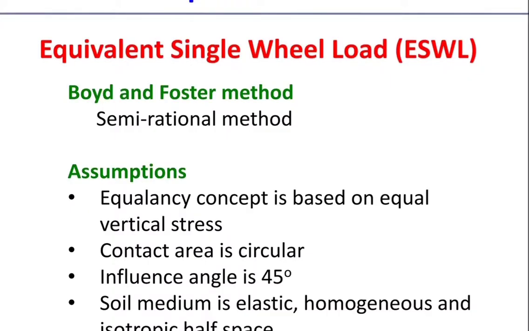In the graphical solution of equivalent single wheel load, that is a semi-rational method, the Boyd and Foster method, a few assumptions are made. That is, the equivalency concept is based on equal vertical stress, the contact area is assumed as circular, the influence angle is 45 degrees, and the solid medium is an elastic, homogeneous and isotropic half space.